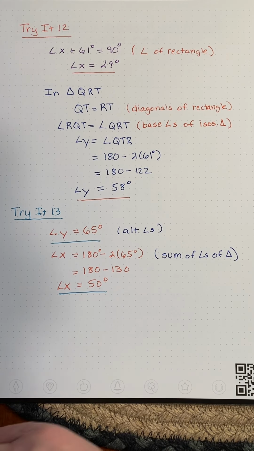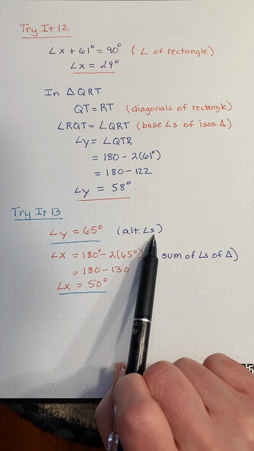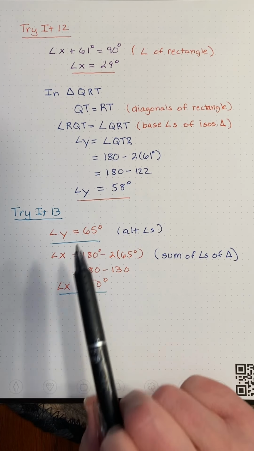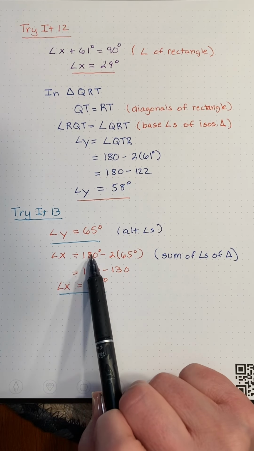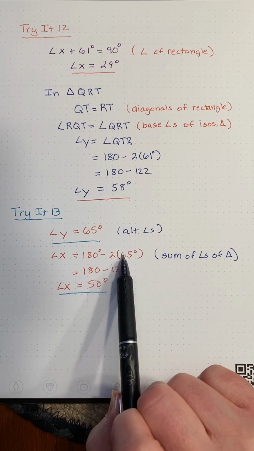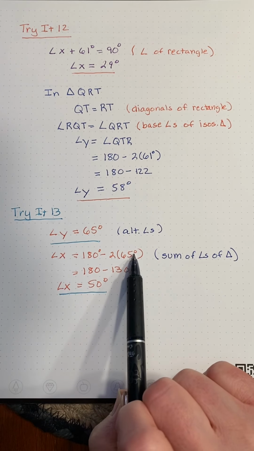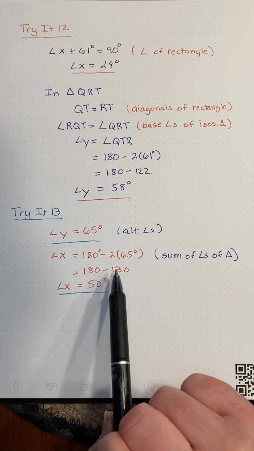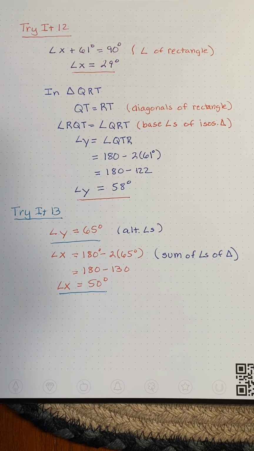Therefore, I can simply say angle Y is equal to 65 degrees because of alternate angles. Doesn't matter that I start with Y first. I just do the most obvious one first. And therefore, angle X is going to be 180 degrees minus 2 of the base angles, which are 65 degrees apiece. Sum of the angles of a triangle. And so I got 180 minus 130. X is 50 degrees. Angle X is 50 degrees. Okay, that was easier than expected.